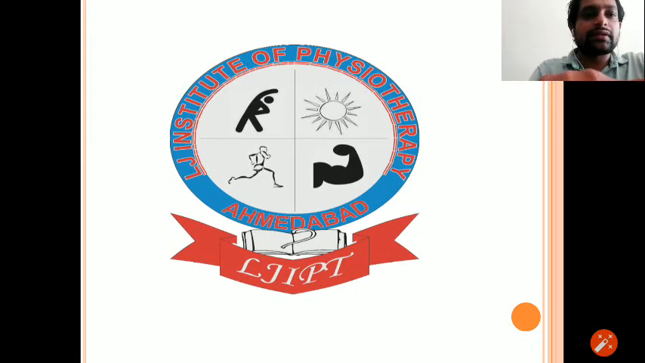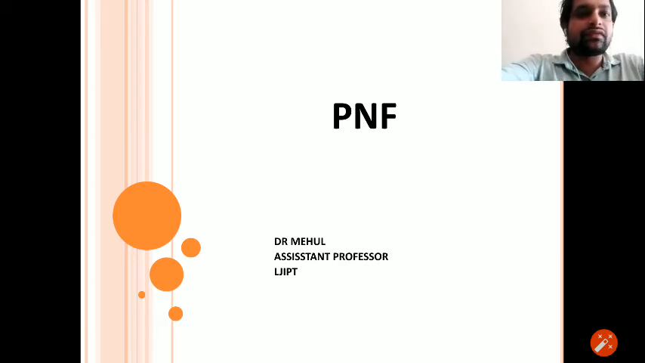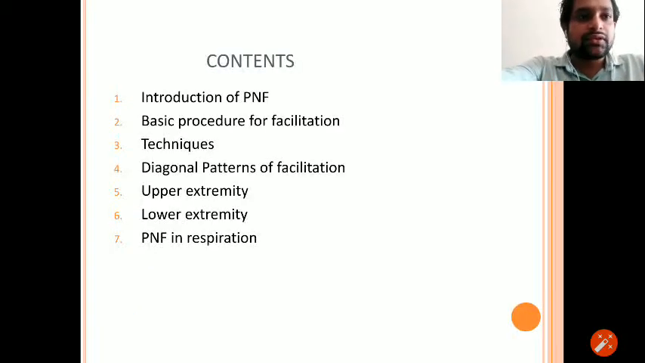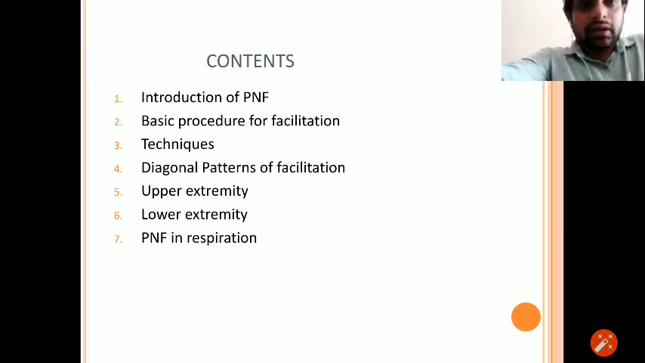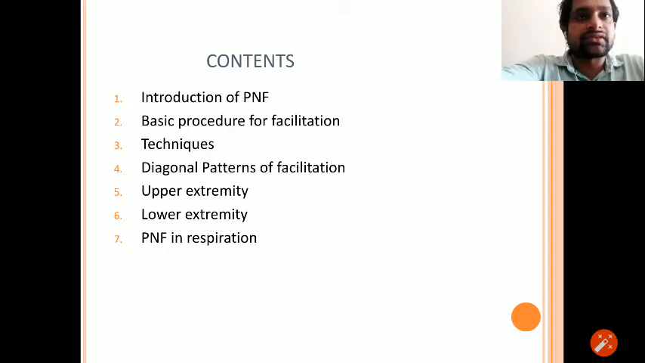Let's start with the PNF technique. In the last class, we discussed the introduction of PNF and basic procedures. We have started with the basic procedures for facilitation. In the basic procedures of facilitation, we have discussed resistance.